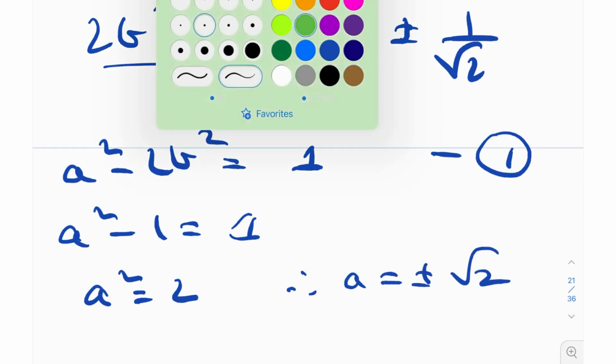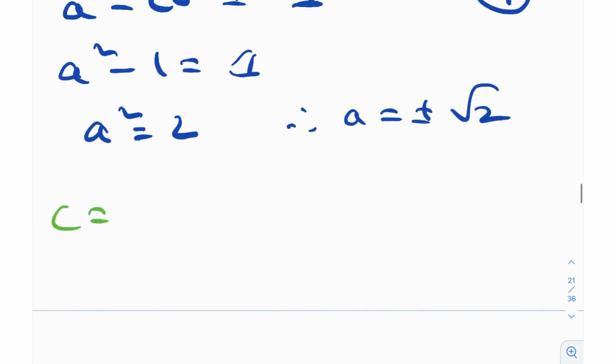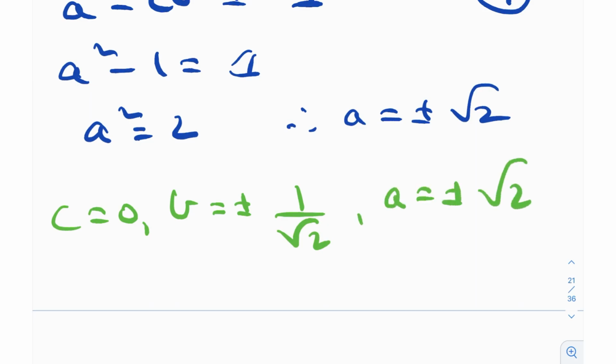So what have we received till now? We know that c is equal to 0. b can be plus or minus 1 by root 2. And a can be plus or minus root 2. But we essentially need to write the ordered pairs a, b, c. So we need to know, for example, if we have root 2 as a, correspondingly, do we have 1 by root 2 as b, or do we have negative 1 by root 2 as b? So what's the parity relationship between a and b?